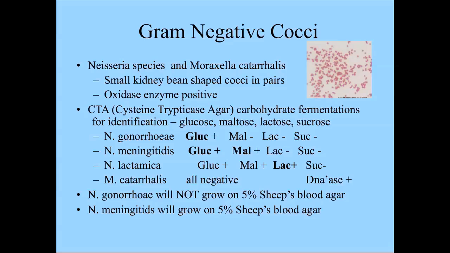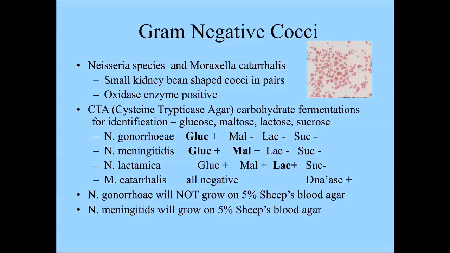Notice that gonorrhoeae is glucose, G. Meningitidis is glucose plus maltose, M. Lactamica is normally just normal flora and not a pathogen. That's why the lactose is included, so you will not get confused and misidentify a Neisseria meningitidis. Moraxella catarrhalis does not ferment any of these sugars, and it has the positive DNase test.